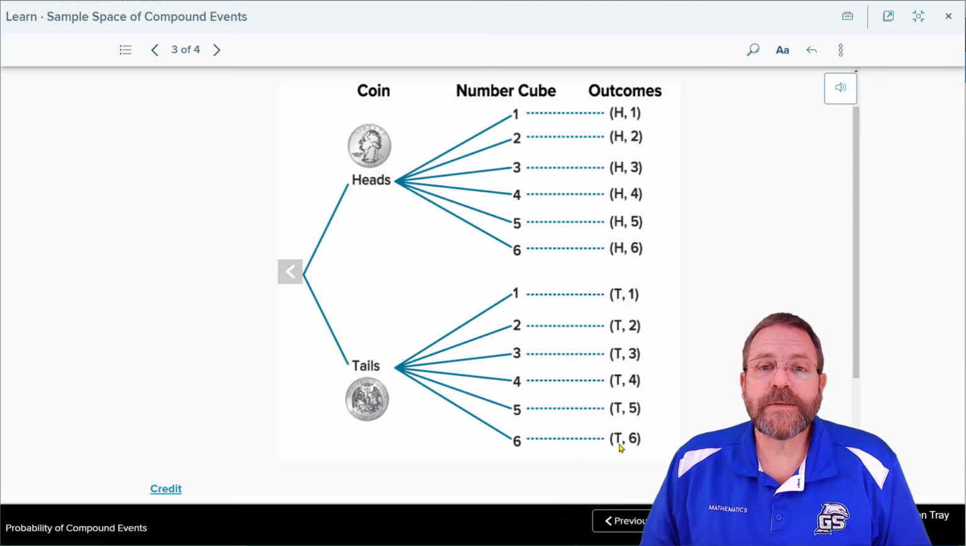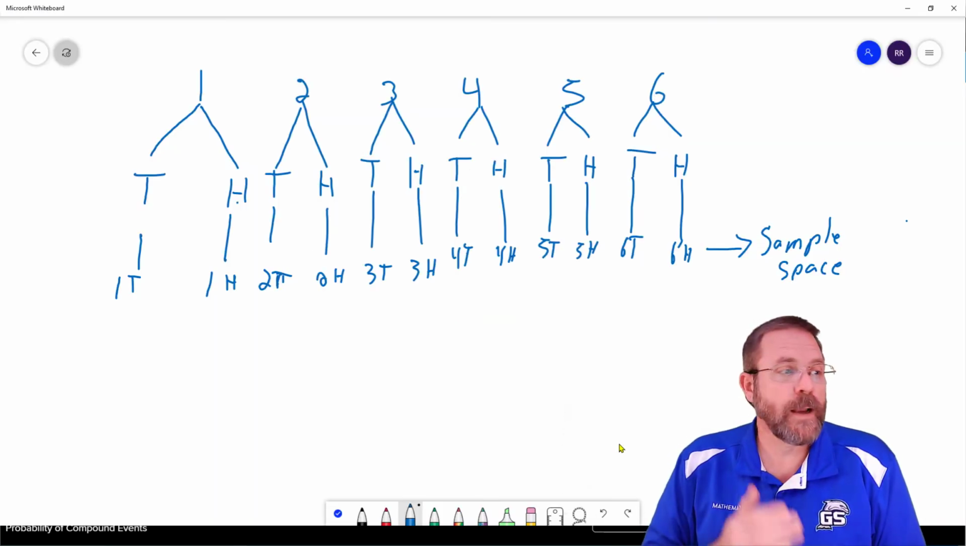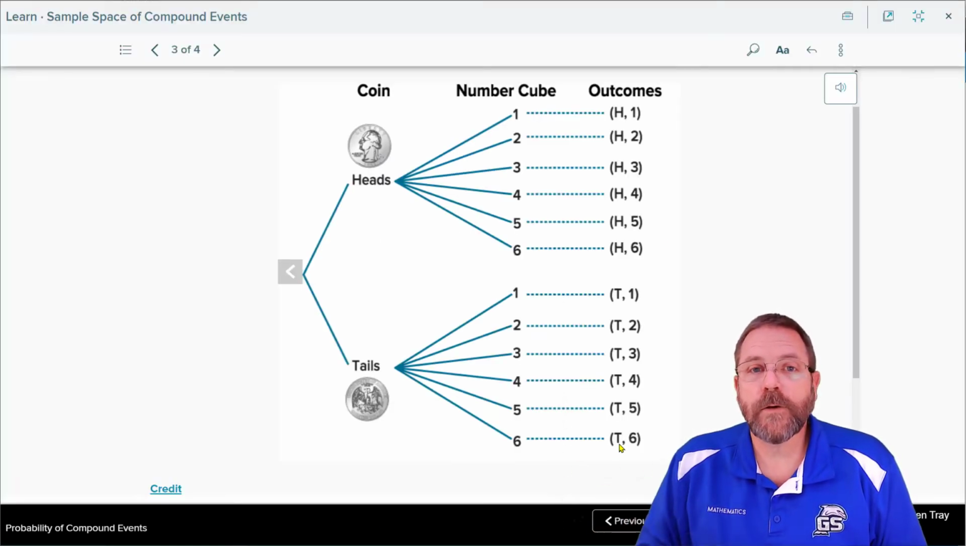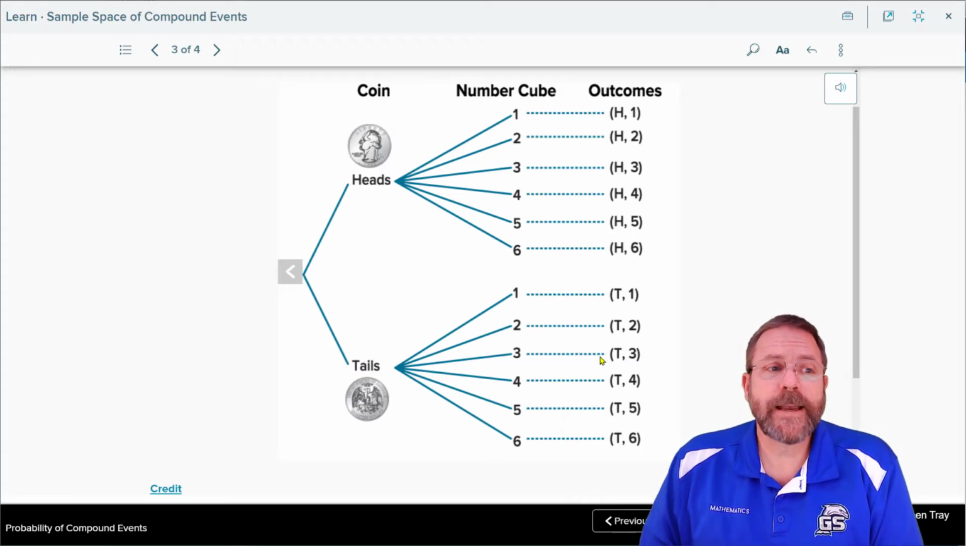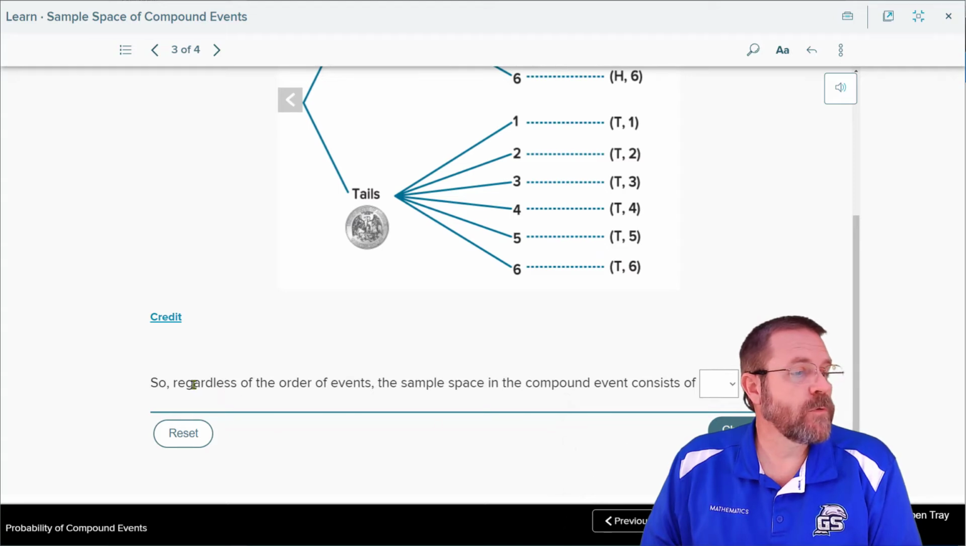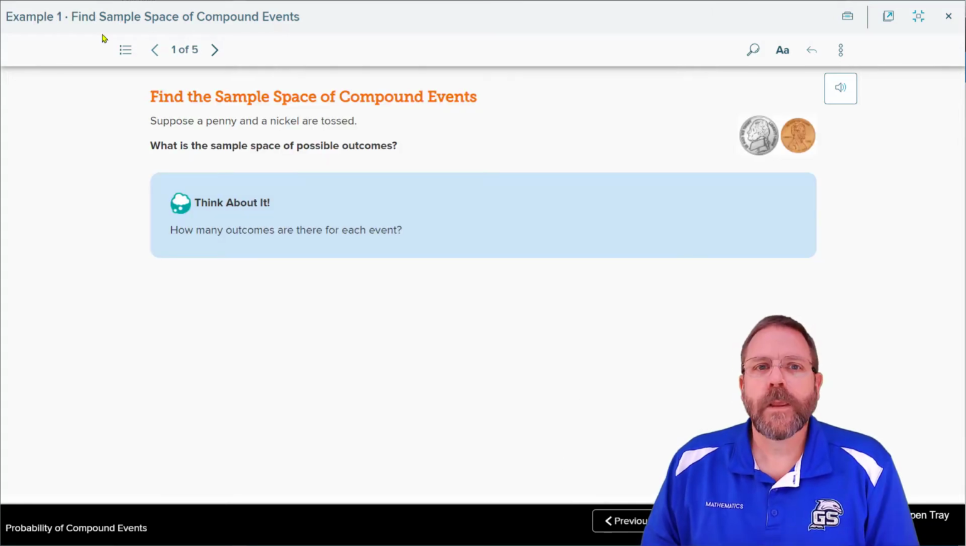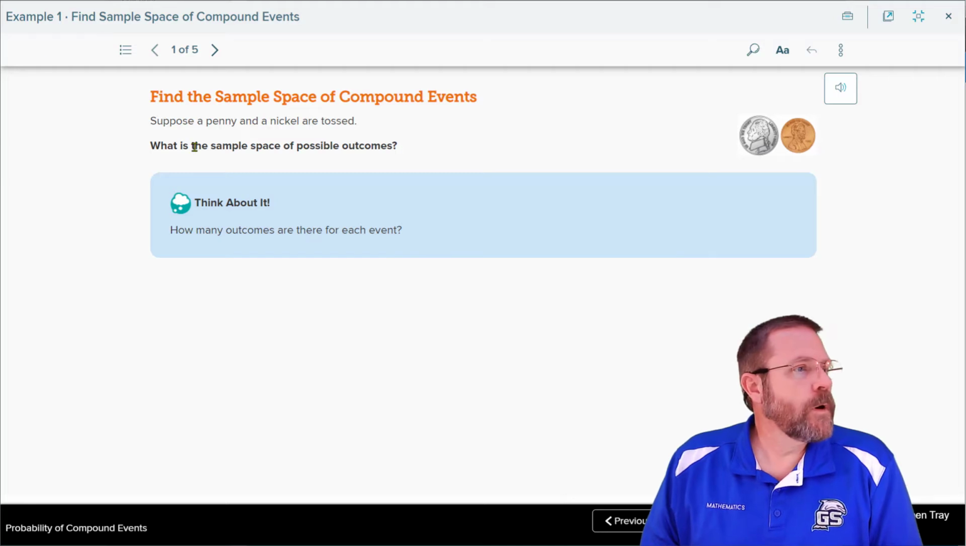These are the same exact answers I came up with in mine. They're just written backwards. I did 1 tails and 1 heads. They did heads 1 and tails 1. They're not in the same order, but they are the same exact outcomes, and there's a total of 12 possible outcomes. Regardless of the order of events, your sample space is going to consist of 12 possible outcomes. Let's move on to example 1.